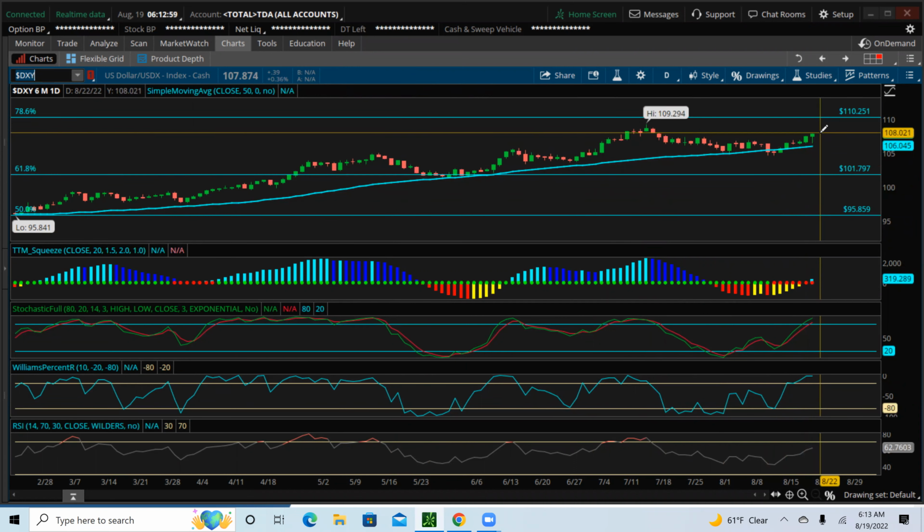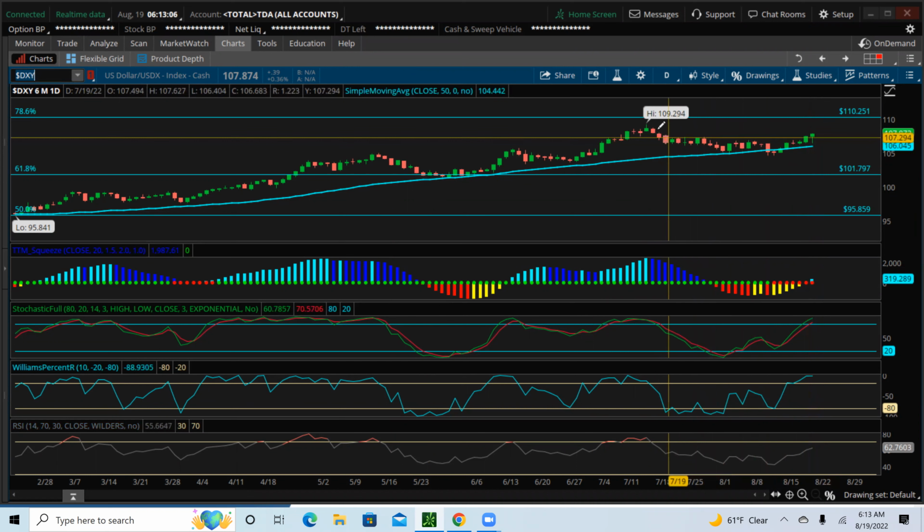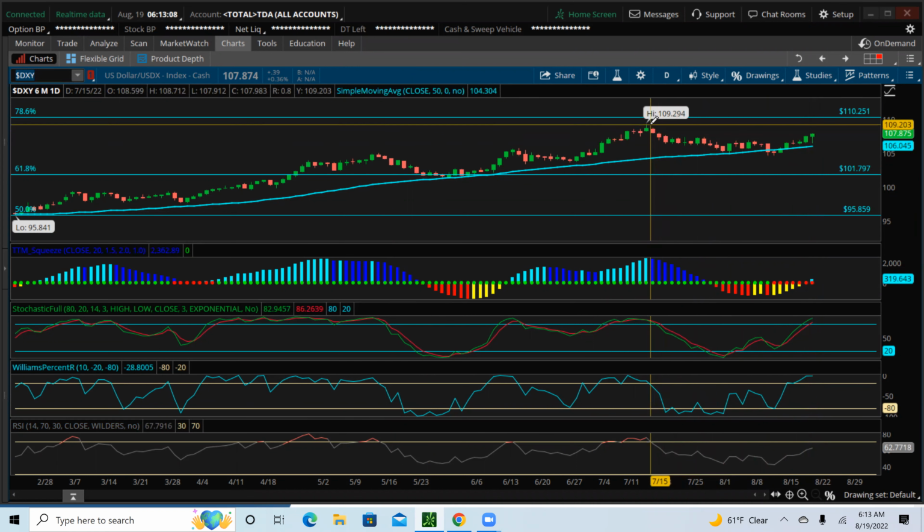All right, just wanted to point that out real quick, folks. Pay close attention to that dollar. See where it goes from here. See if it continues to try to make a move up to challenge that 109 level over the next month or two.